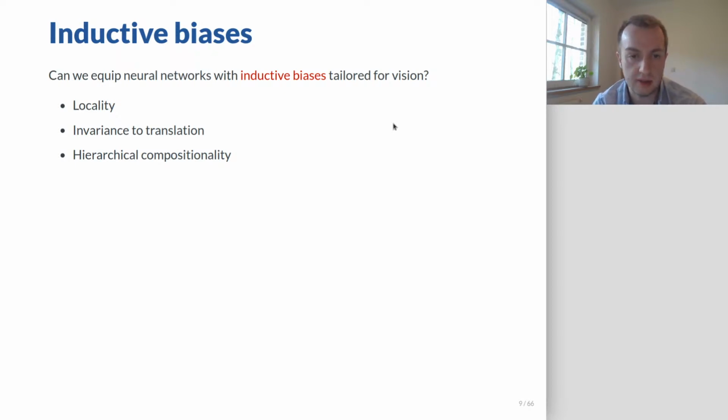And finally, the last inductive bias is hierarchical composition. So the fact that we want to detect patterns that we could define in some way as a composition of simpler patterns.